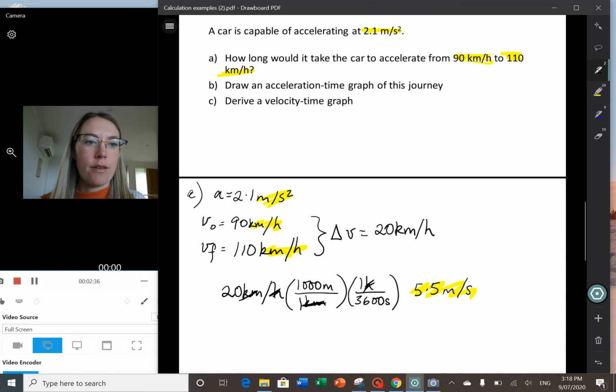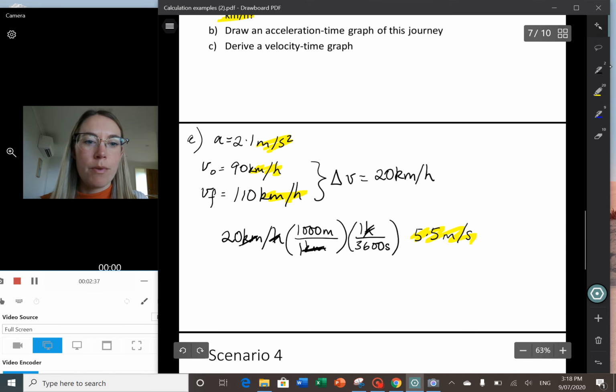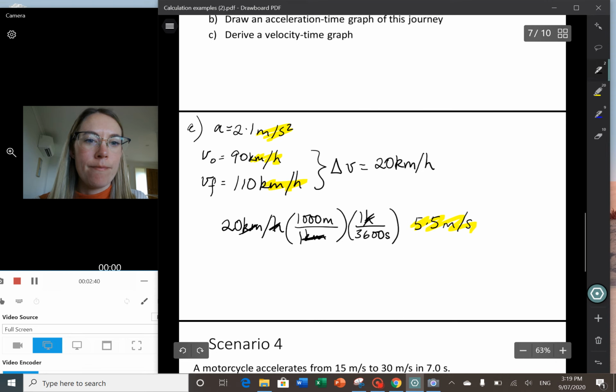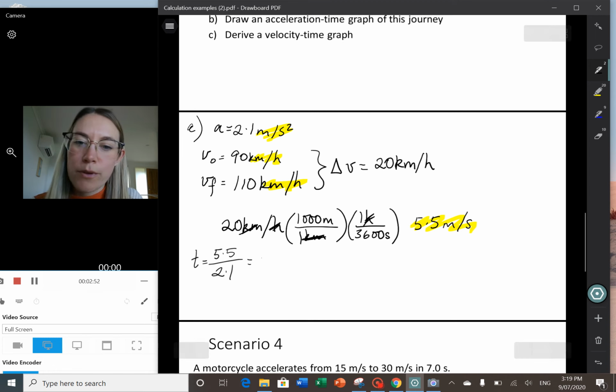So we're given our acceleration and we're given our velocity, and we're being asked to find time. So time is going to be equal to velocity divided by acceleration, which is 2.6 seconds.